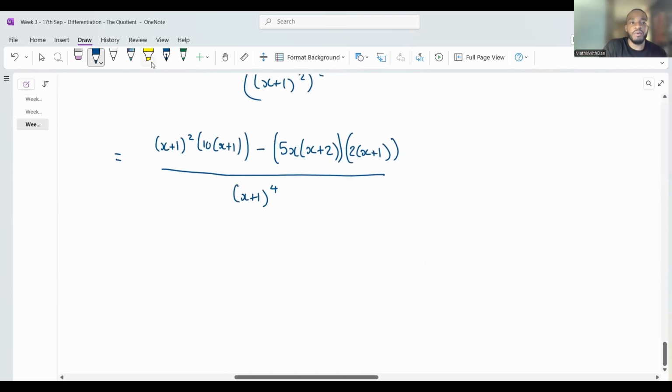For sure. We've got common factors of x plus 1 all over the place. Let me do this first, though. Let me bring these together. I've got an x plus 1 to the power of 2. I've got an x plus 1 there. So I can actually write this as 10 and then x plus 1 all to the power of 3, can't I? So that becomes that.